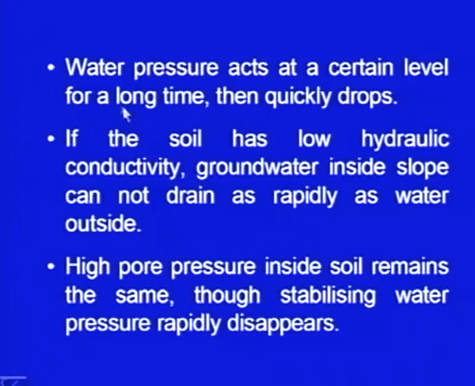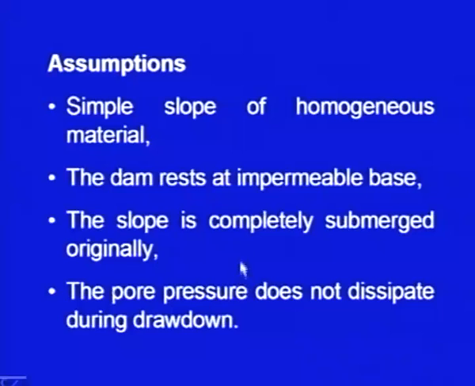So, here it is the first explanation for this. What happens is that water pressure is there for a long period, and then there is a sudden drop in the water level, and let us say the soil has low hydraulic conductivity. Then groundwater inside the slope cannot drain as rapidly as water outside, and high pore pressure inside the soil remains the same, and it will try to destabilize the dam body.